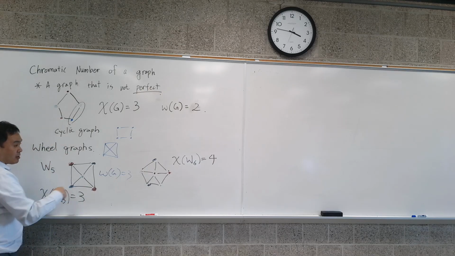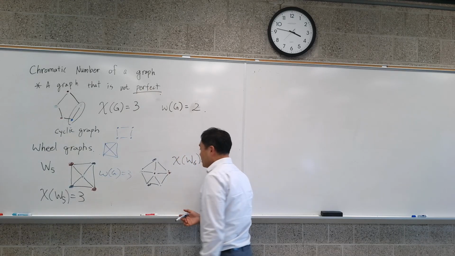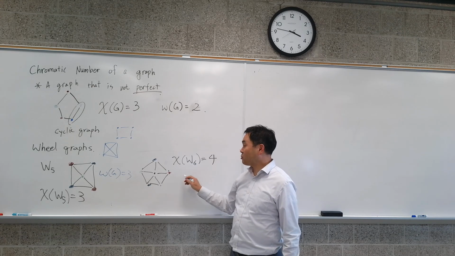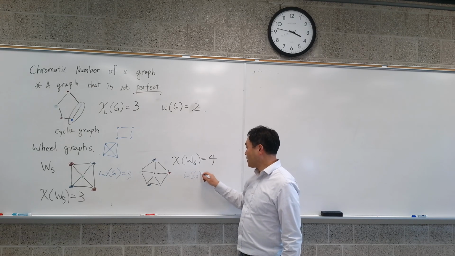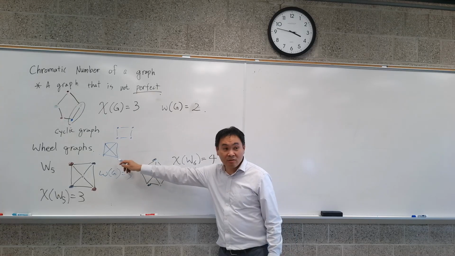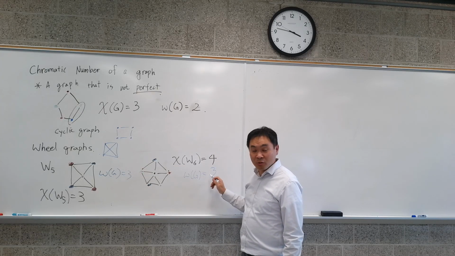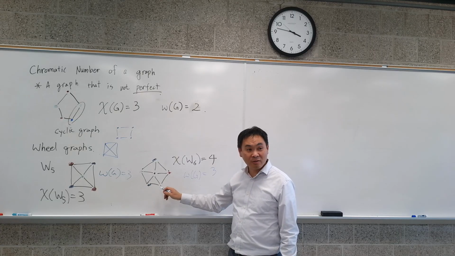And in this case they're equal, so it's perfect, okay? Here, again for the same reason, omega of G is 3, right? It doesn't have this guy here. But in this case, the chromatic number is bigger than this one, so it's not a perfect graph. Okay?